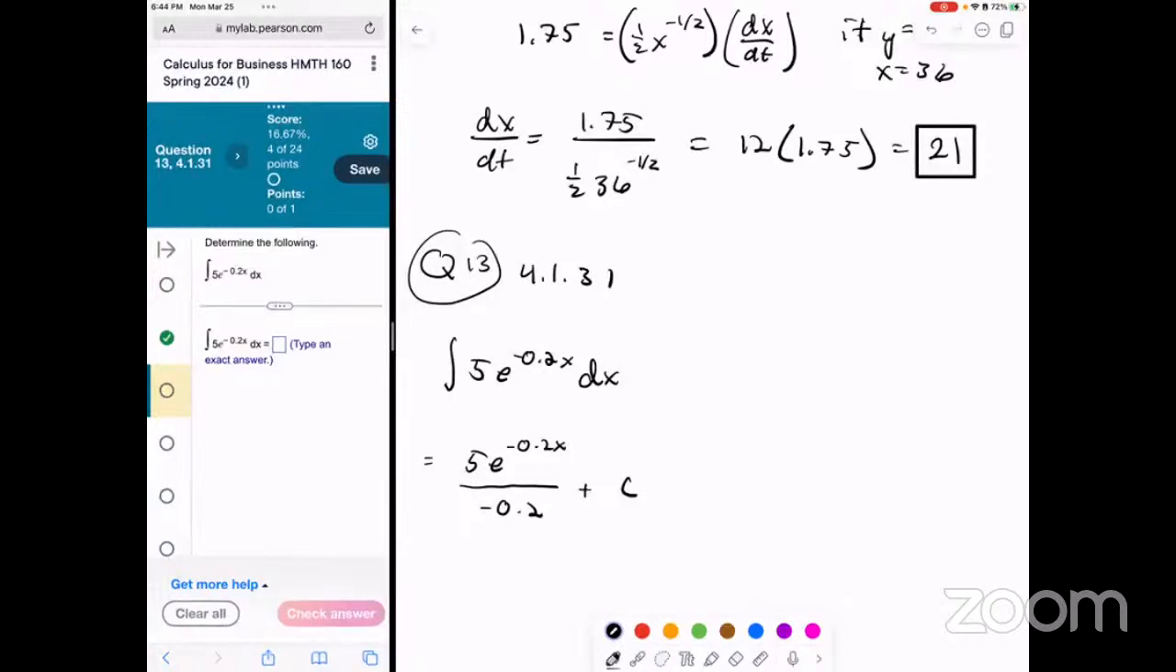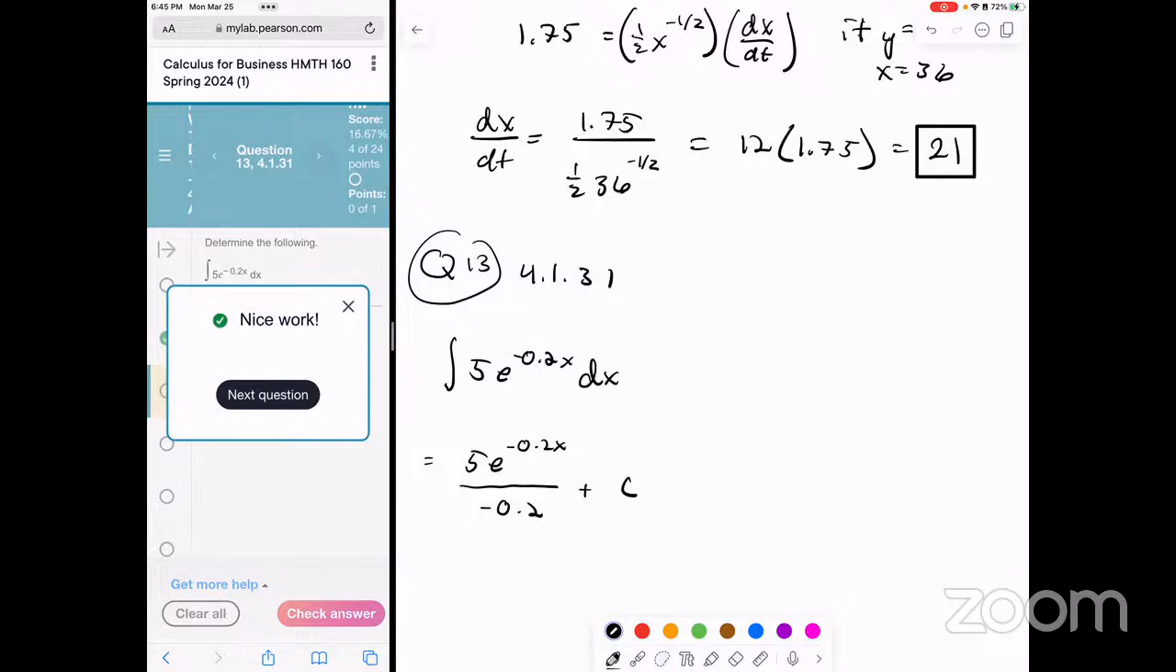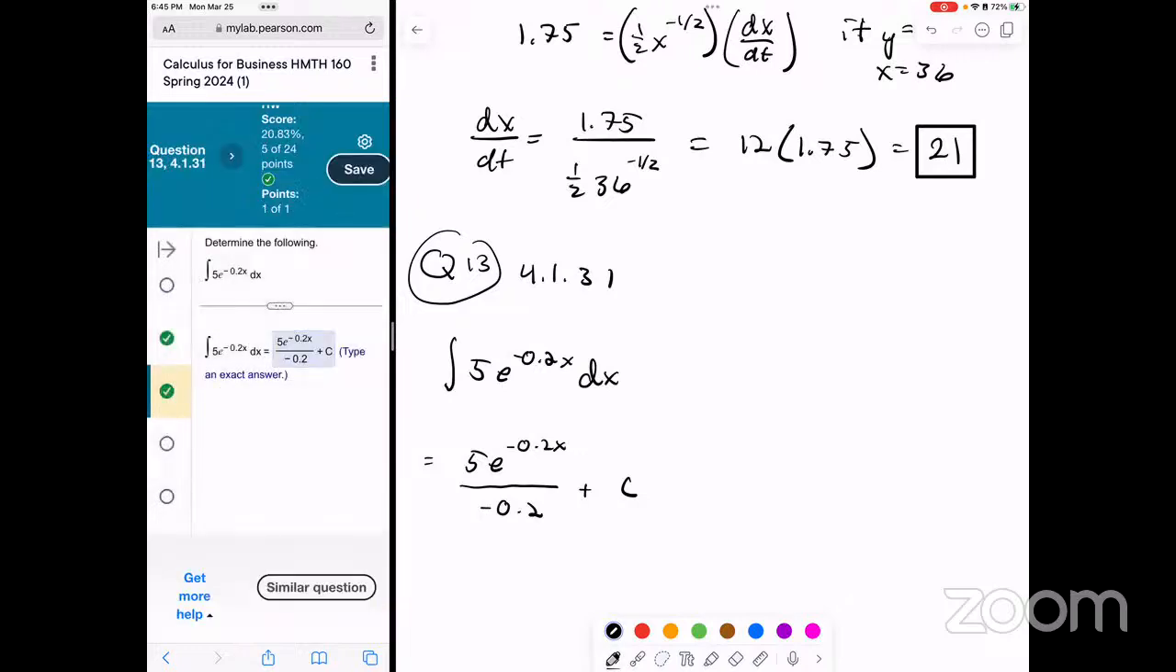Okay. So on top, we have 5e to the power of negative 0.2x. And then in the bottom, we have a negative 0.2. And over here, we have plus some constant of integration. Paste. Okay, so hopefully we're all aboard and we're not all bored. All right. Let's just kind of keep going. Again, just stop me if anything isn't clear. We can talk about it.